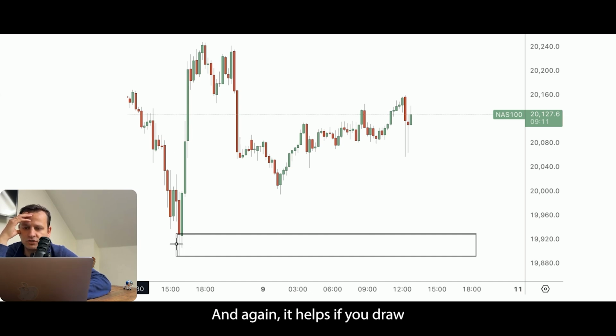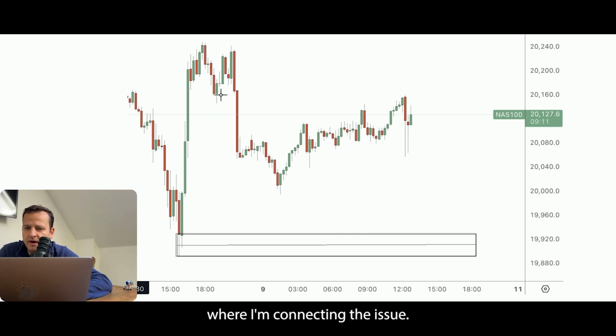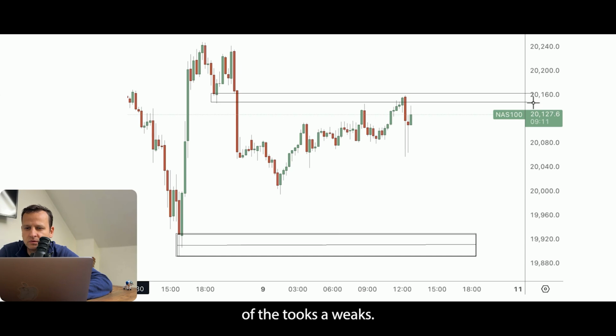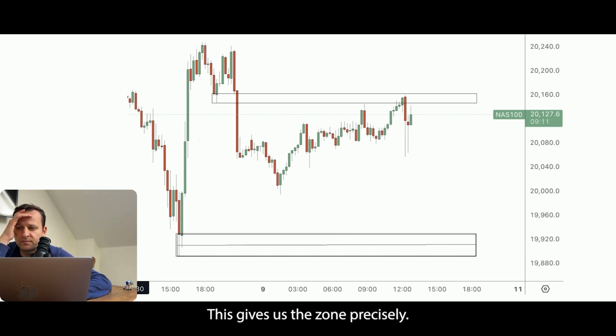And again, it helps if you draw the center line here, which makes it quite neat. Not quite the center line. I think it's right here. So this will give you a good indication. The same goes for this part here, where you see there is a little wick on the red candle, but I will connect the wick which is under the green candle, because this is the most extreme of the two wicks. So this will be the close value here with the low value here. This gives us the zone precisely, and this is the center line. So anything above this center line, I would consider a very, very strong indication for a good shorting setup.